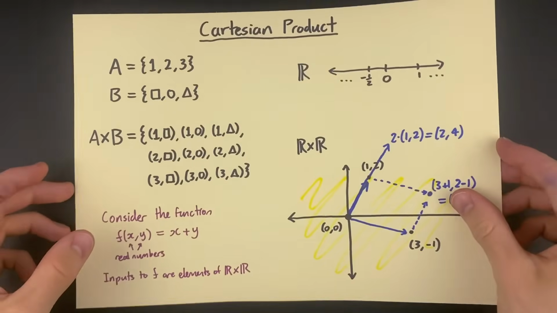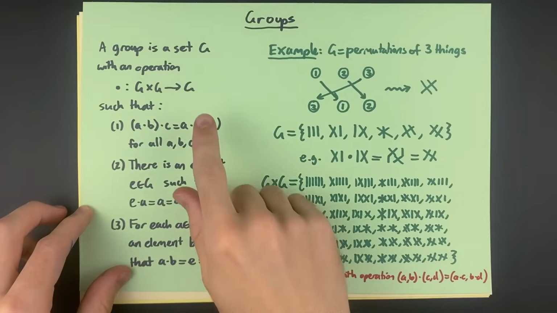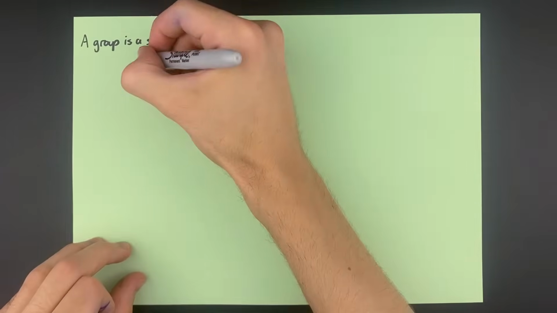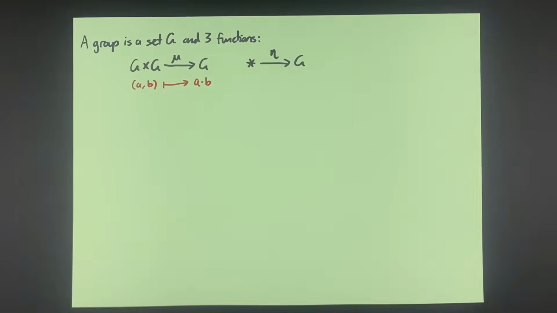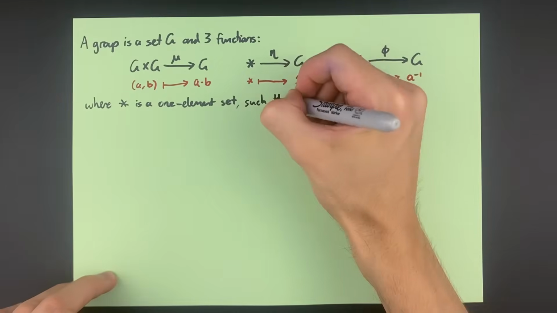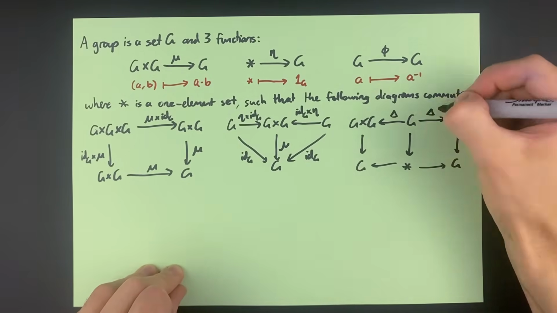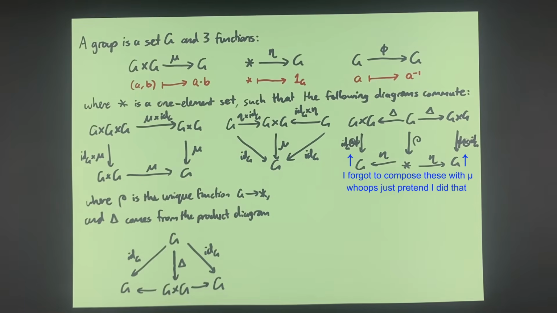Hey, a Cartesian product of sets is just a set, and we found a way to generalize it. A group is also just a set with some extra structure. Can we generalize that? Sure we can. A group consists of a set G and three functions. The first is a function from G cross G to G describing the group multiplication, the second is a function from a one-element set to G describing the location of the group identity, and the third is a function from G to itself, sending an element to its inverse. Now take the axioms of the group, associativity and the properties of the identity and inverses, and then turn them into commutative diagrams, and voila, we've got a categorical definition of a group.